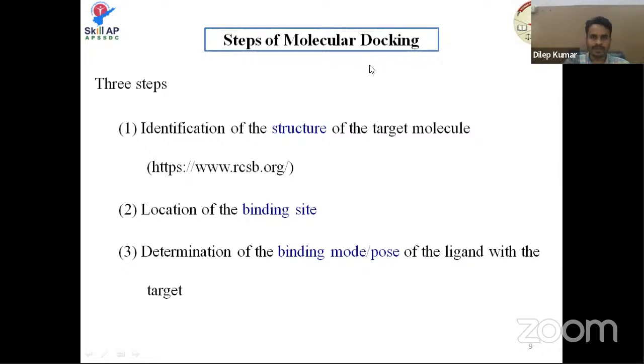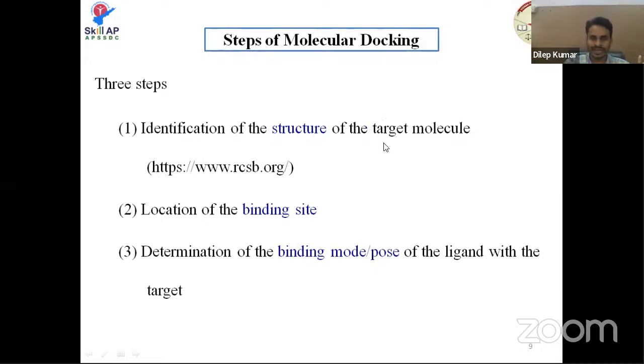Coming to the steps involved in molecular docking studies, first we need to identify the structure of the target. As discussed in the previous session by Dr. S. Dilip Kumar, we have the Protein Data Bank, which stores a large number of crystal structures of well-known proteins. Scientists who have determined the structures of novel proteins store the crystal structures of that protein in the Protein Data Bank, and we can search it. This is the link from which we get the structure of the target molecule.